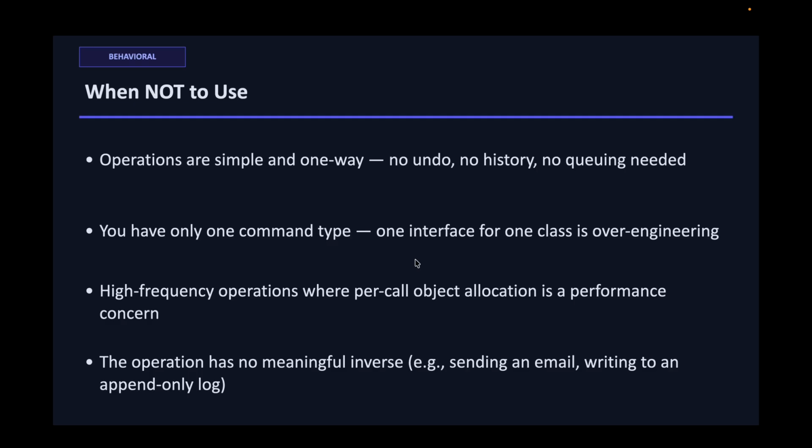We only have one command type, so we're only doing one action or one operation. So having one interface for one specific class is a bit unnecessary, it's over-engineering. We don't need to have that kind of complicated abstraction.